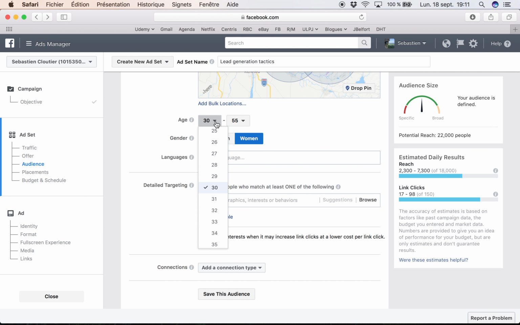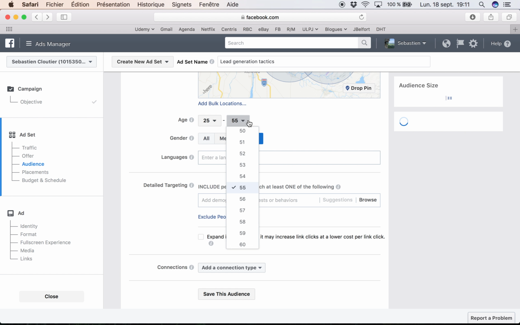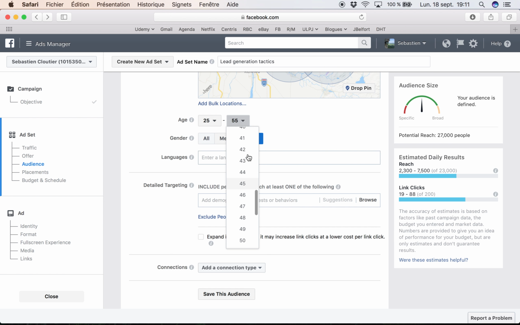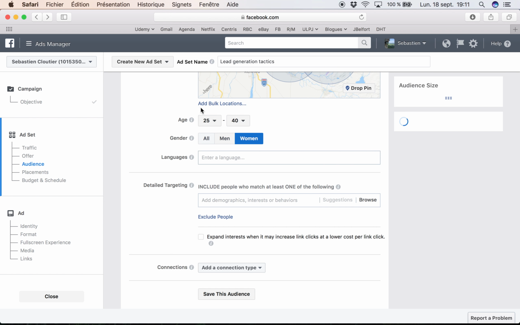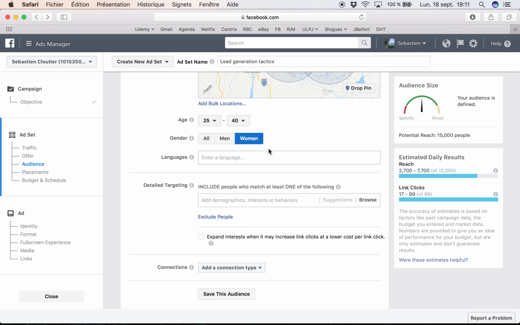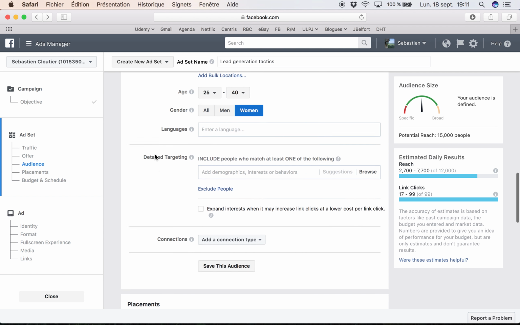Newborn babies, I would do like 25 to 40. You just have to make sure that these selections right here are congruent with the actual people that you want to be targeting. Languages, I should leave that blank, I guess.